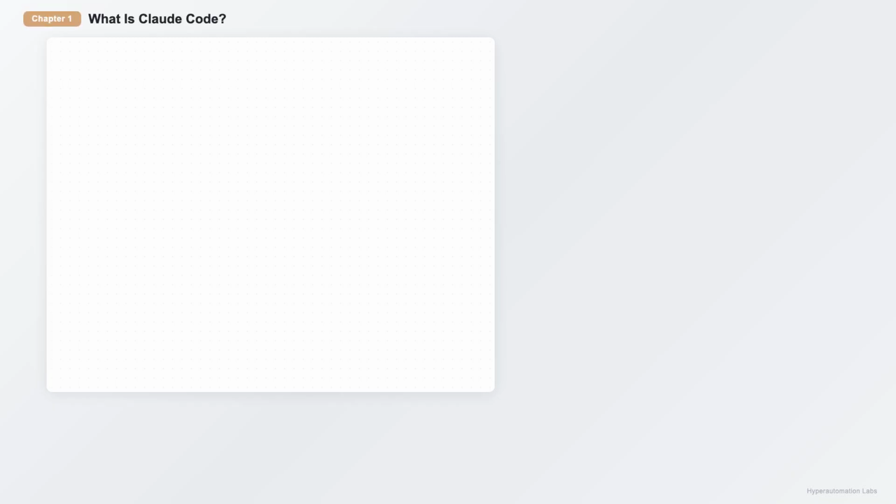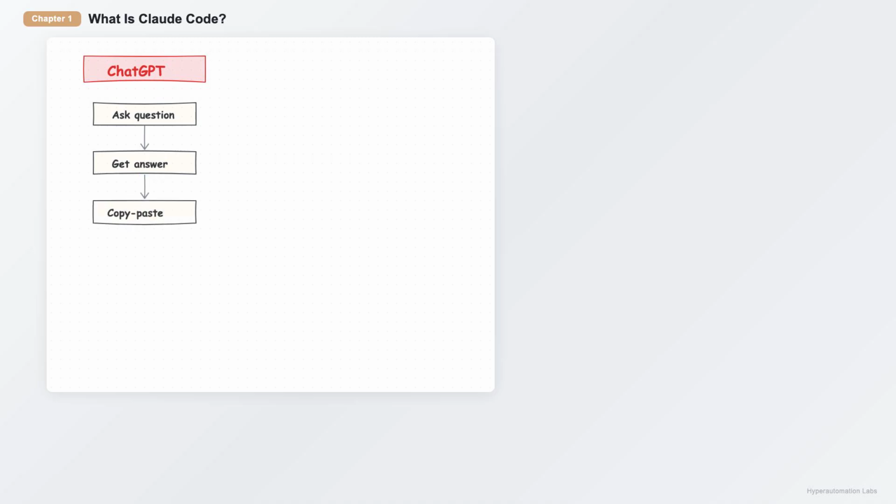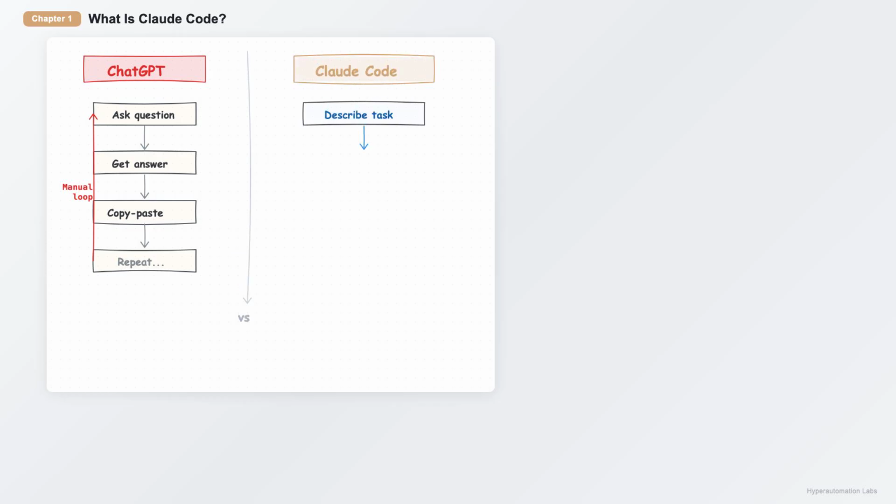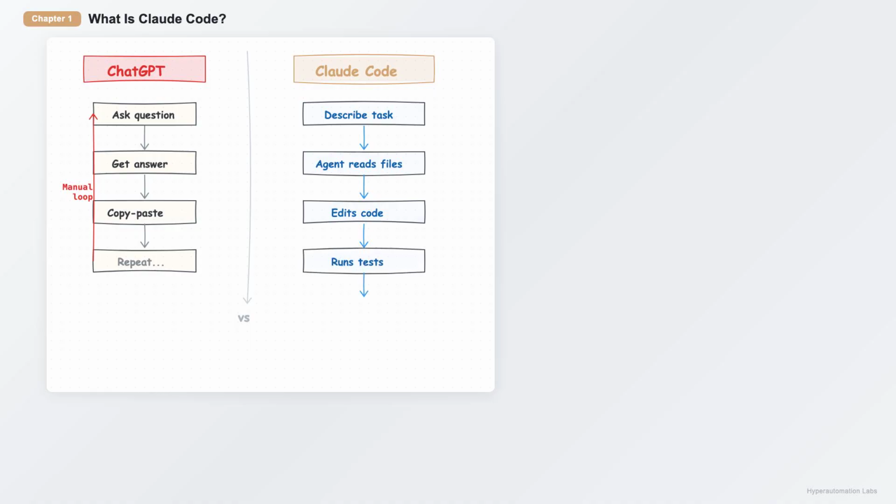Before we touch the terminal, let me explain what Claude Code actually is. Most people think it's ChatGPT in a terminal. It's not. It's an autonomous coding agent. Here's the difference. When you use ChatGPT, you ask a question, get an answer, copy paste it into your editor, and repeat. With Claude Code, you describe what you want, and the agent reads your files, edits your code, runs your tests, and loops until it's done. You don't copy paste anything.